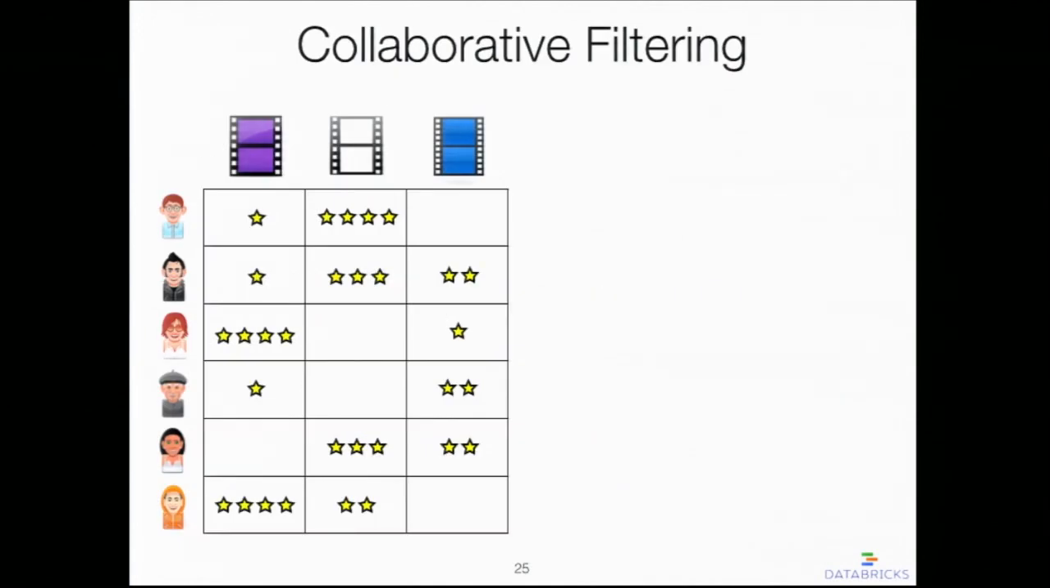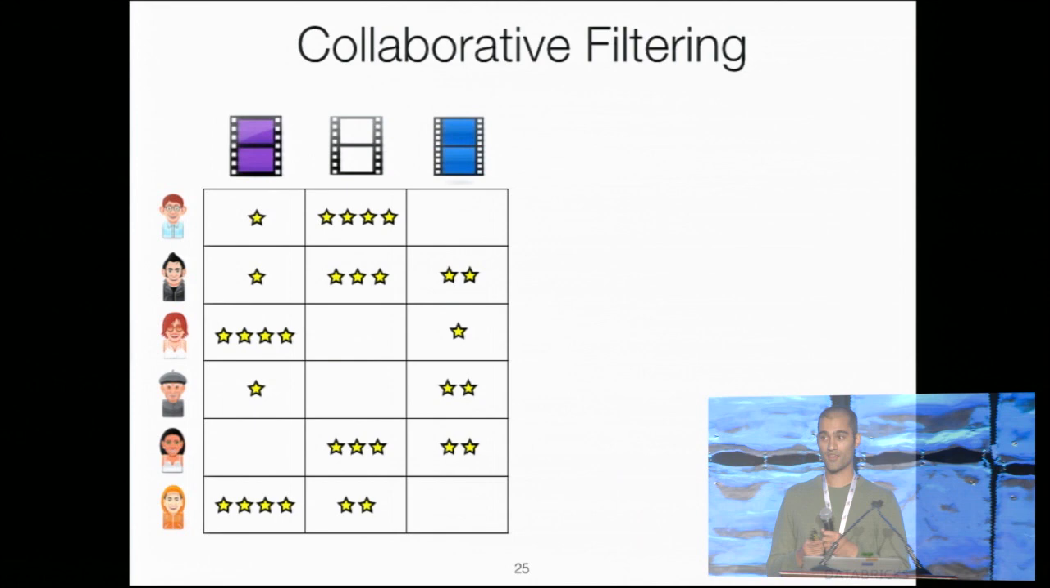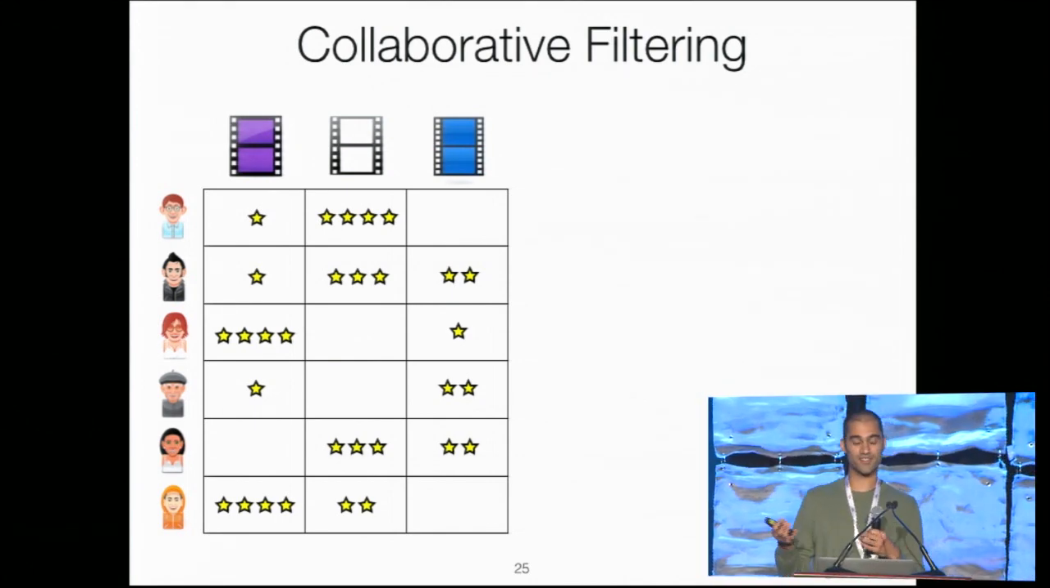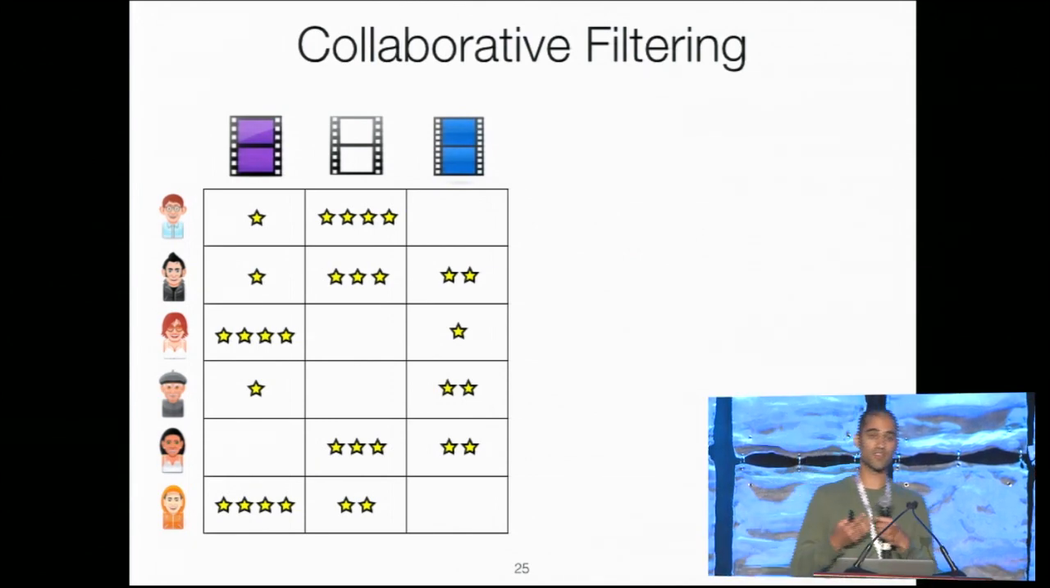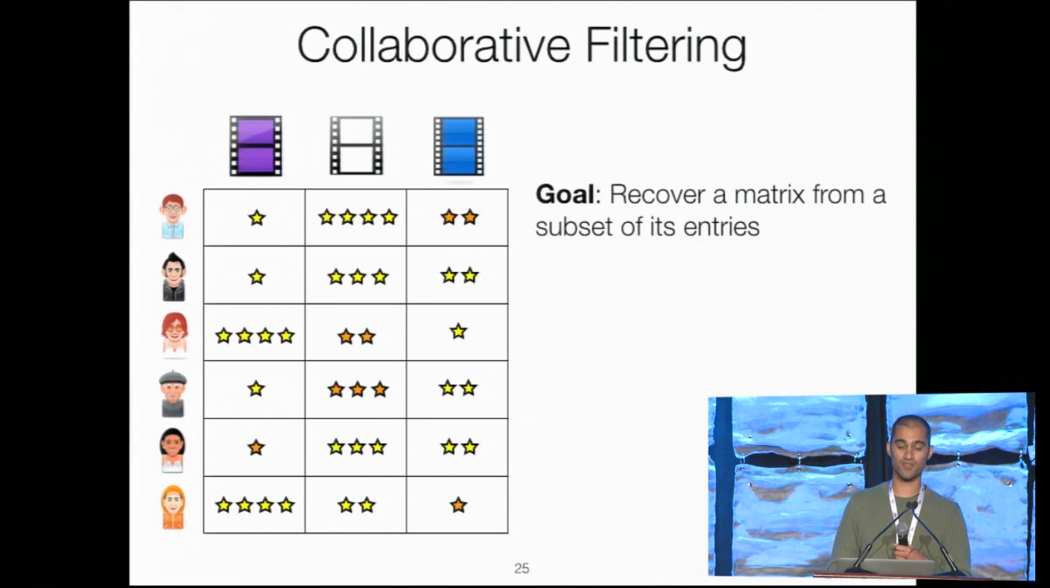Okay, so that's enough about k-means. I'll next talk about collaborative filtering. And again, this is what you guys will be doing in your exercises today. So just to remind everyone, collaborative filtering is typically motivated by this movie recommendation example. The idea is that you have movies and you have users. Some users have rated some movies, and what you want to do is predict the missing rating. So recover a matrix from a subset of its entries.